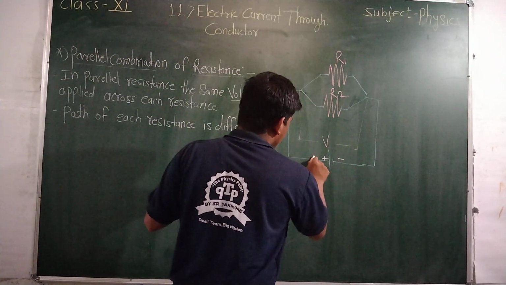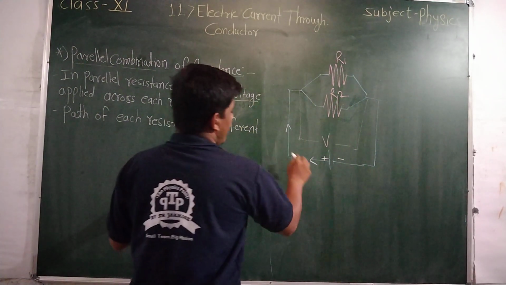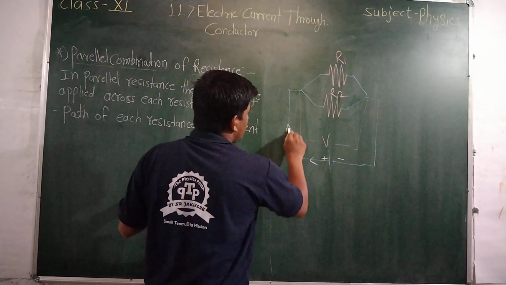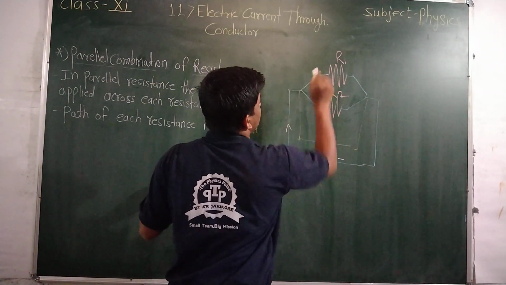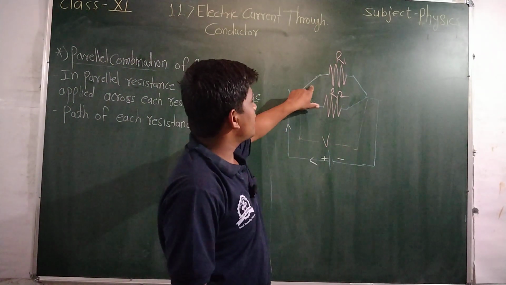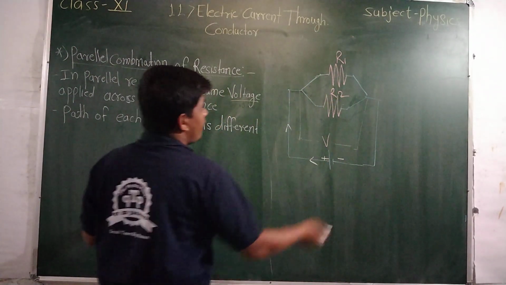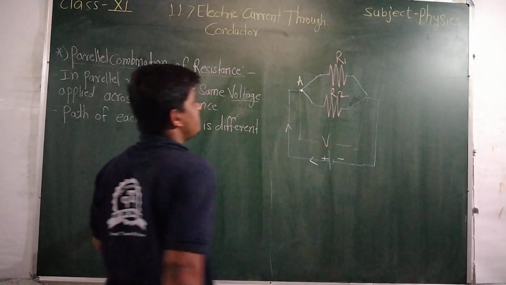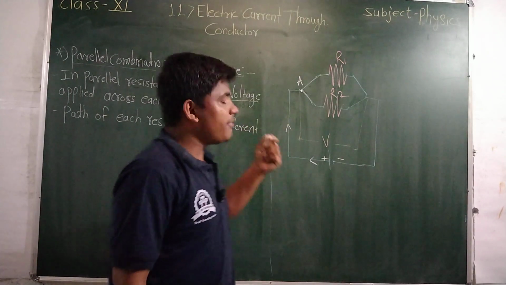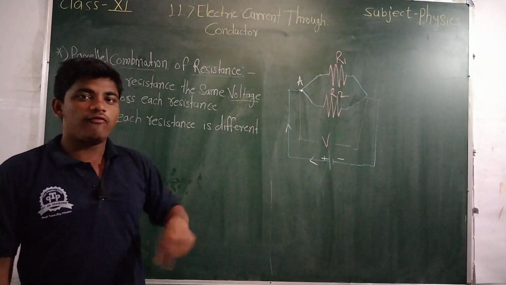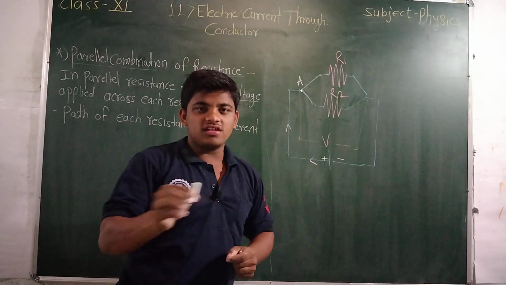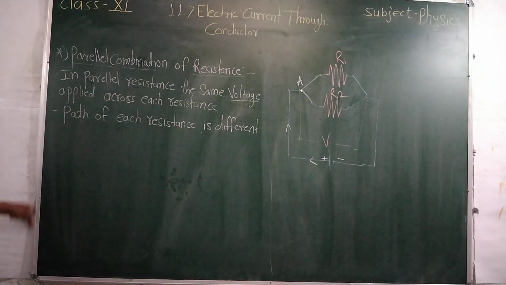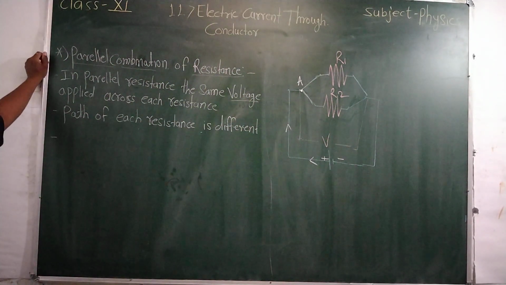Consider the positive and negative charge, the current flowing from this path. For resistor 1, the path of the current will be in this form. The path will be different for the different resistors. There is a change at this point. Consider this point A. From point A, the path of each resistance is different. This is the second point in this parallel combination of resistance.